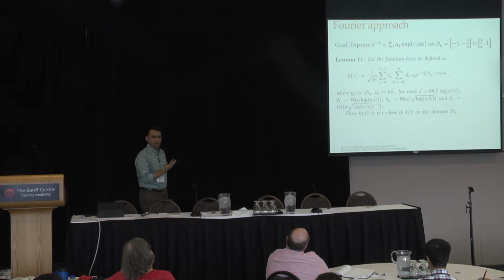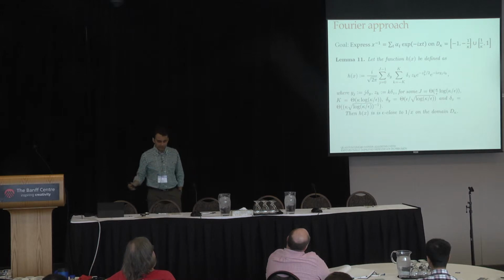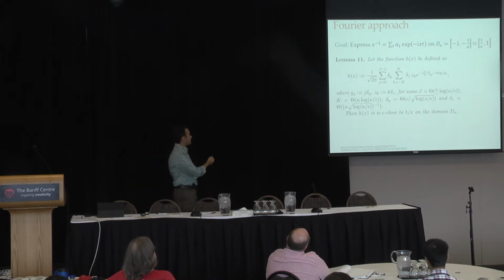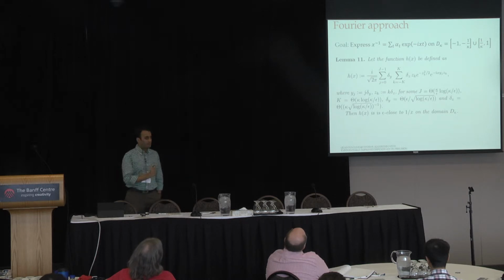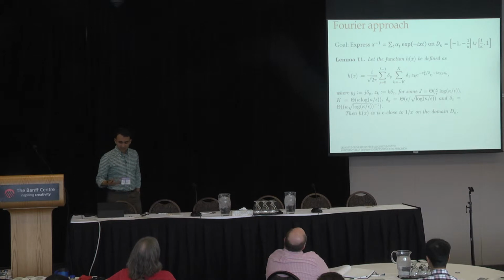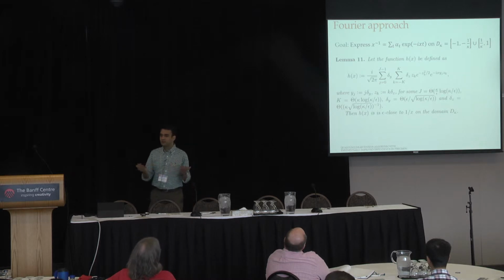That something is the t. So it's some sum over some variables. And we've expressed this function h of x as a linear combination of e to the minus ixt's. And the last line of the lemma says h of x is epsilon close to 1 over x on the domain we care about. So this is the lemma we show in our paper. It's lemma 11 in our paper. And as I said before, once you have this kind of representation, you take the linear combination of unitaries lemma that was explained two slides ago, combine these two things, and now you have an algorithm.